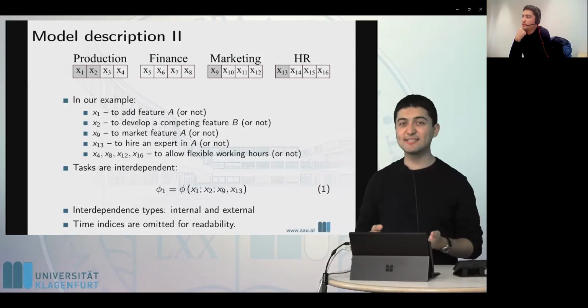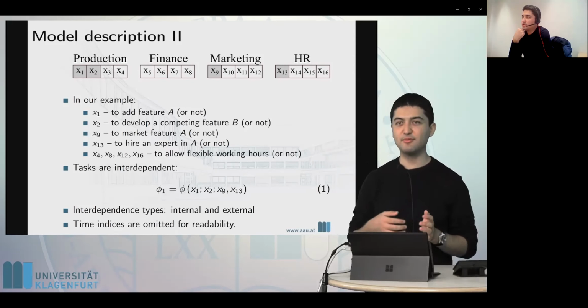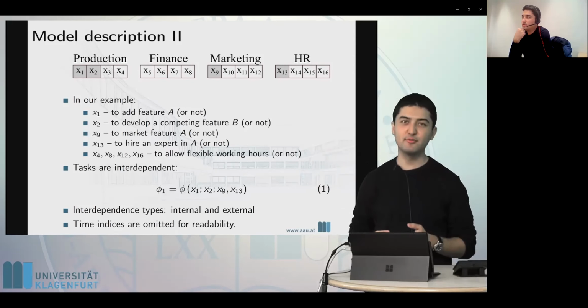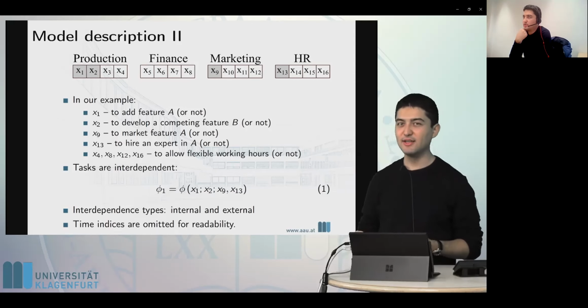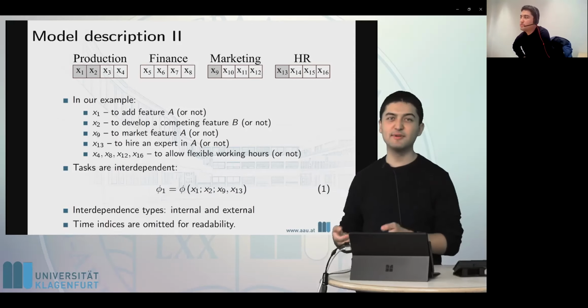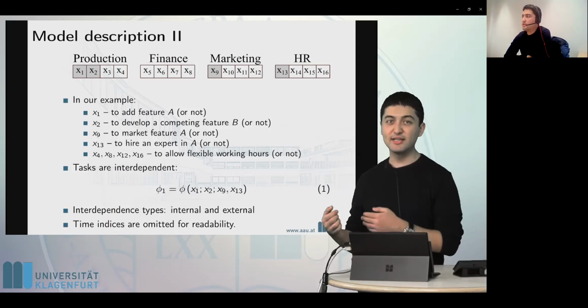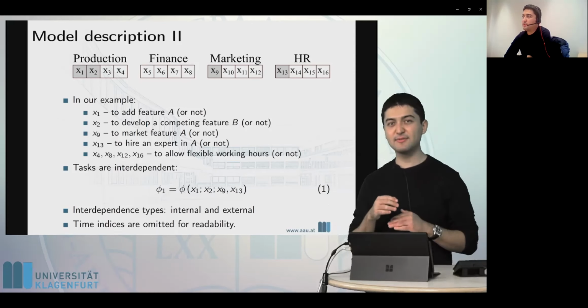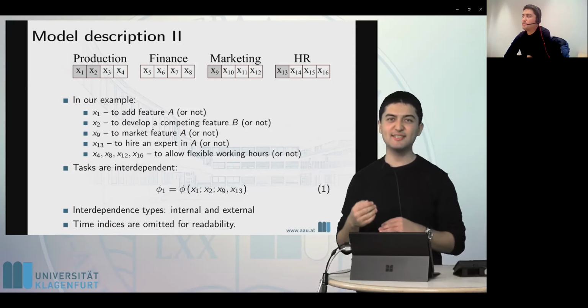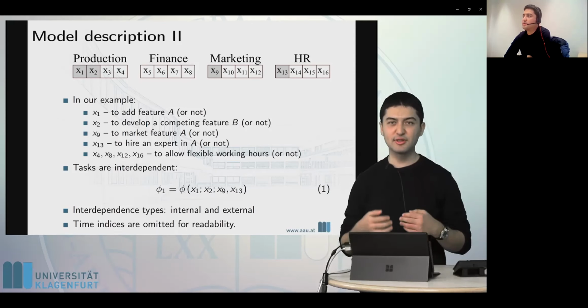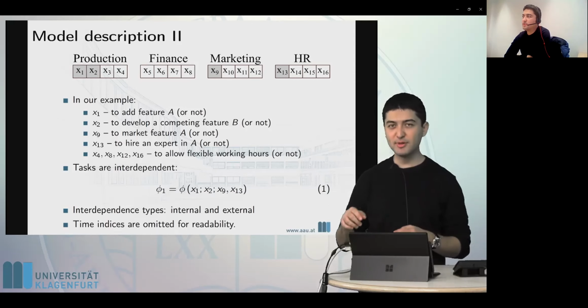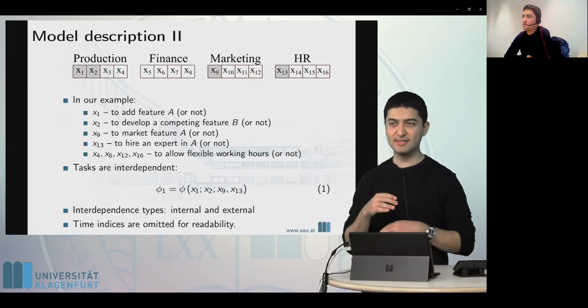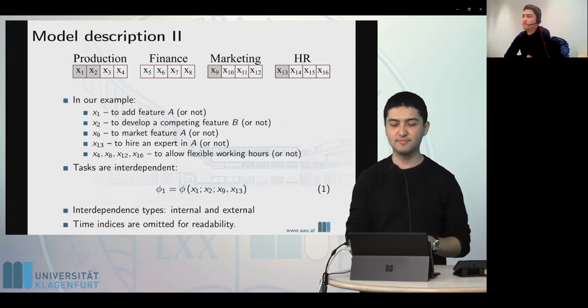It is clear that the tasks are interdependent, because the performance phi 1, which is the performance of developing feature A, highly depends on whether the same department develops a competing feature or not, whether another department markets it or not, or whether HR hires an expert or not. Agents and managers make these decisions at every single period during the lifespan of an organization. We omit the time indices for readability, but this decision happens every single period.